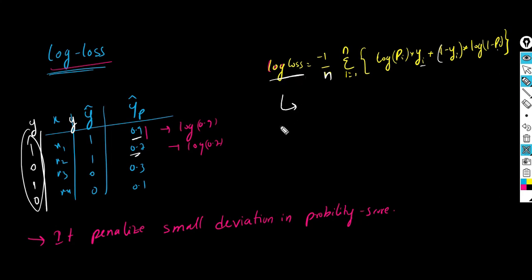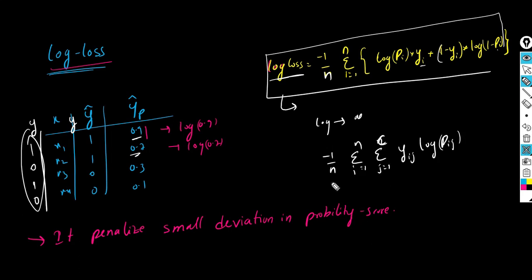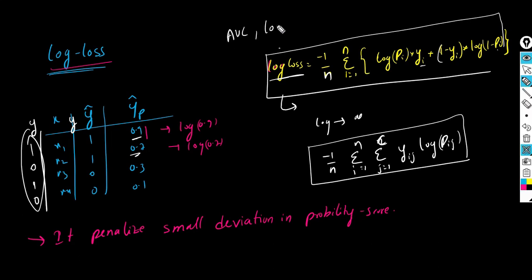The disadvantage here is that we don't have an upper limit for the log loss. For multi-class classification we use minus 1 by n, sigma i equal to 1 to n, sigma j equal to 1 to c, where c is the number of classes, y_ij times log of the probability p_ij. This is for the multi-class classification, and the earlier one is for the binary case. These are all the things about the AUC score and the log loss.